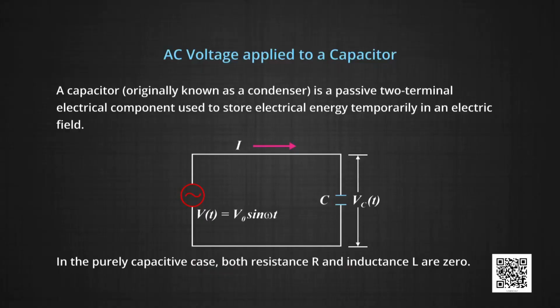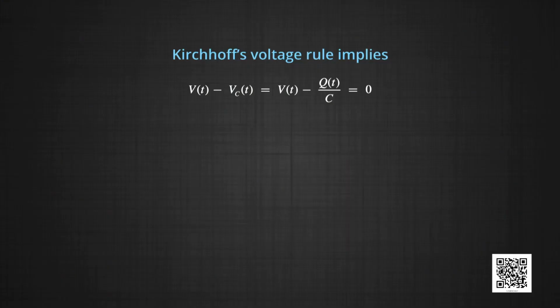Now, we will discuss what happens when a capacitor is connected to an AC voltage or AC source. You see this diagram. In a purely capacitive case, both resistance R and inductance are 0. Here we apply Kirchhoff's voltage rule as Vt minus Vc is equal to Vt minus Q divided by C is equal to 0.